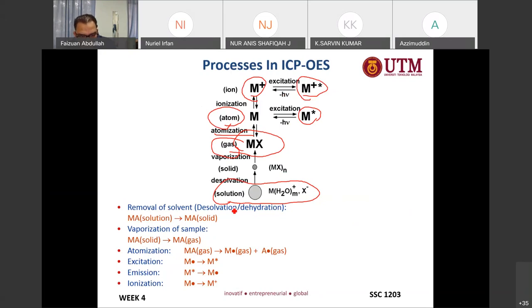So removal of solvent is part of the dissolution here. And then the vaporization process of the sample, from solid to gas, and then the atomization happens in the gas form. Then excitation from ground state to excited state, and then it will emit an amount of energy in the emission process from the excited state to ground state, and after that it is ionized.